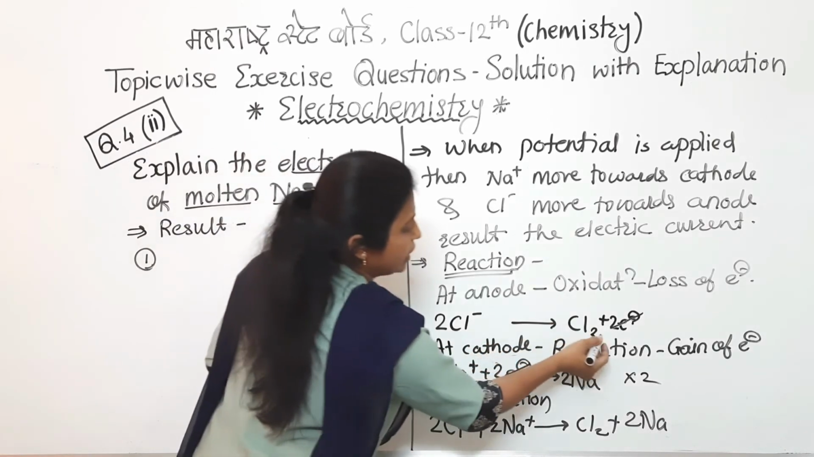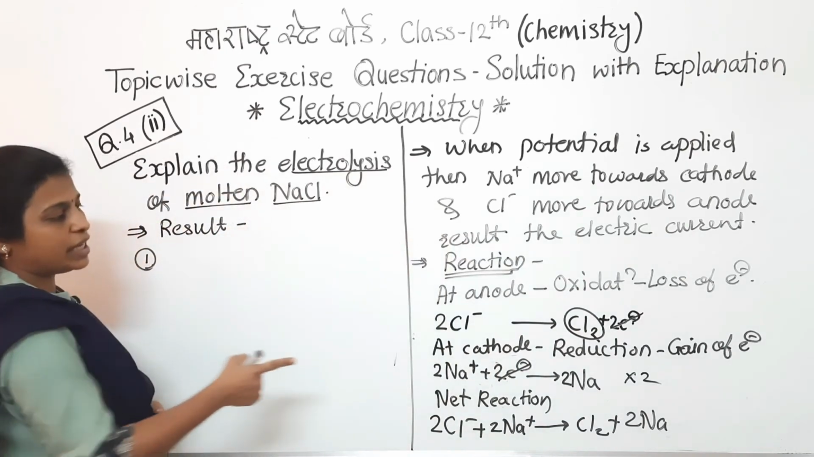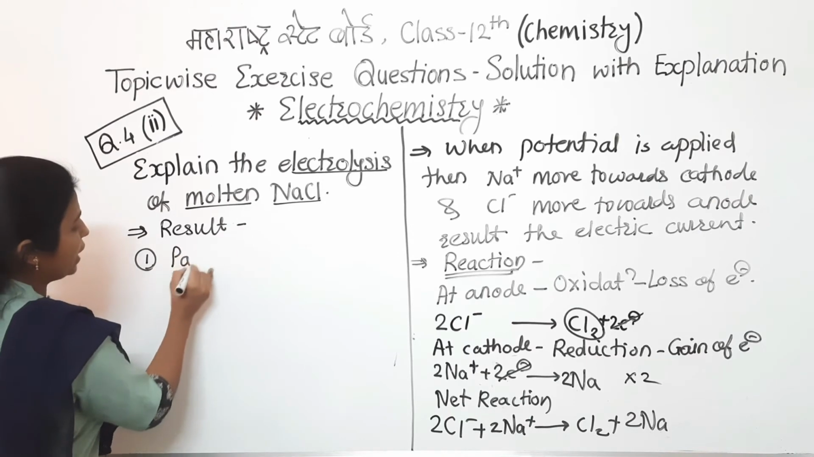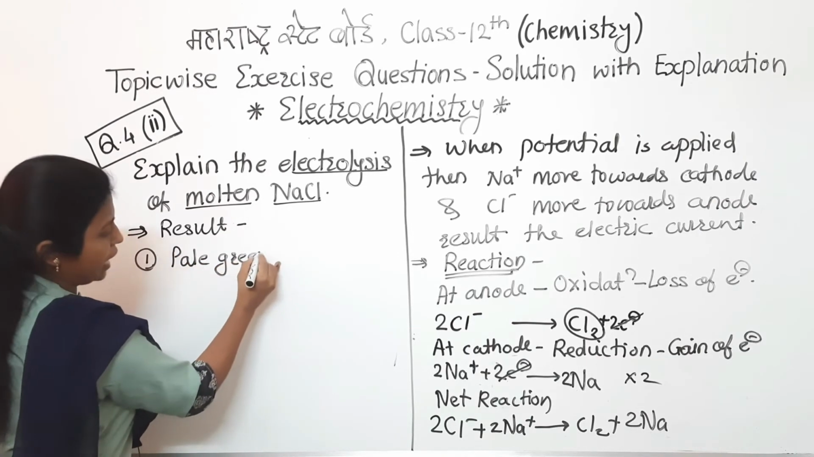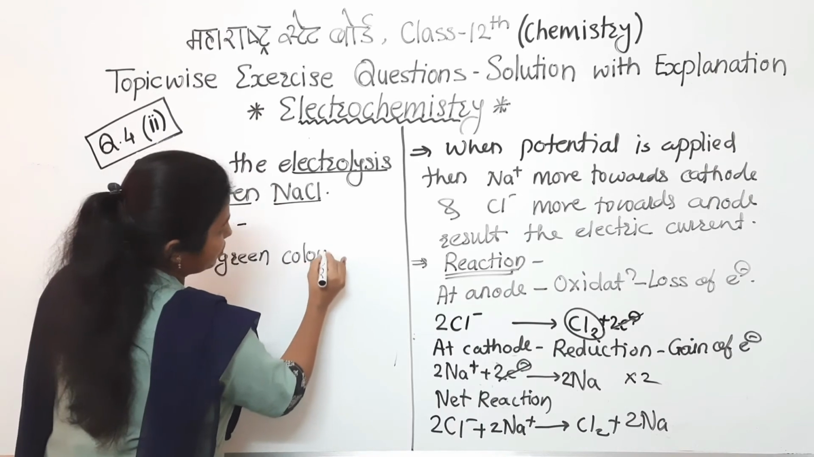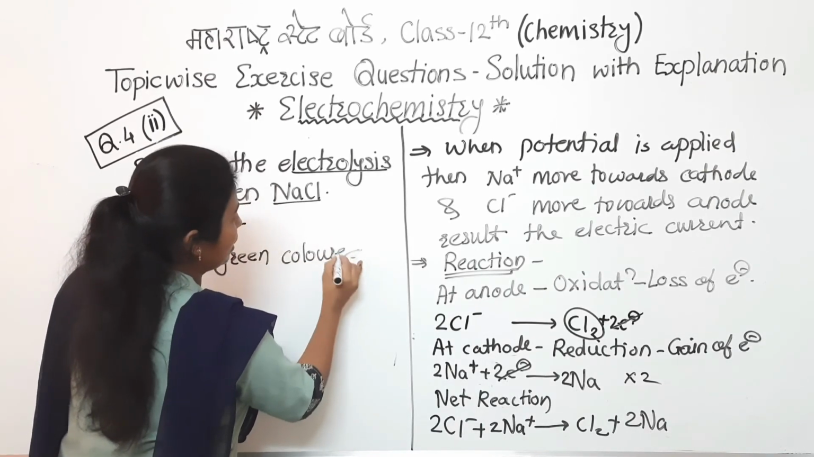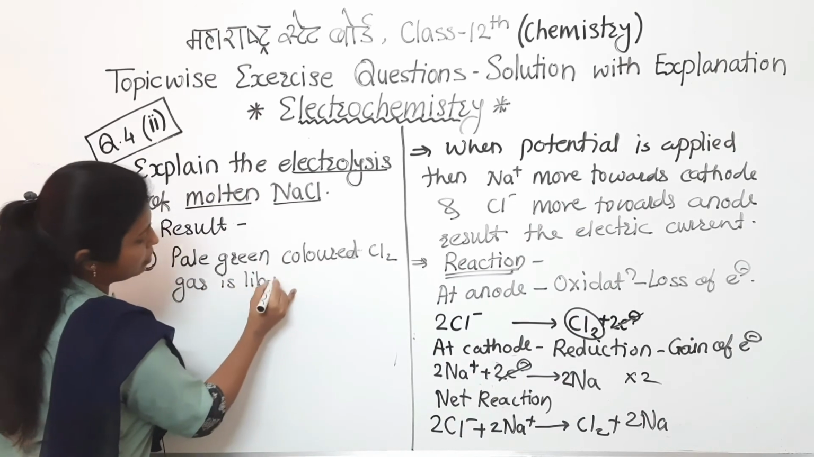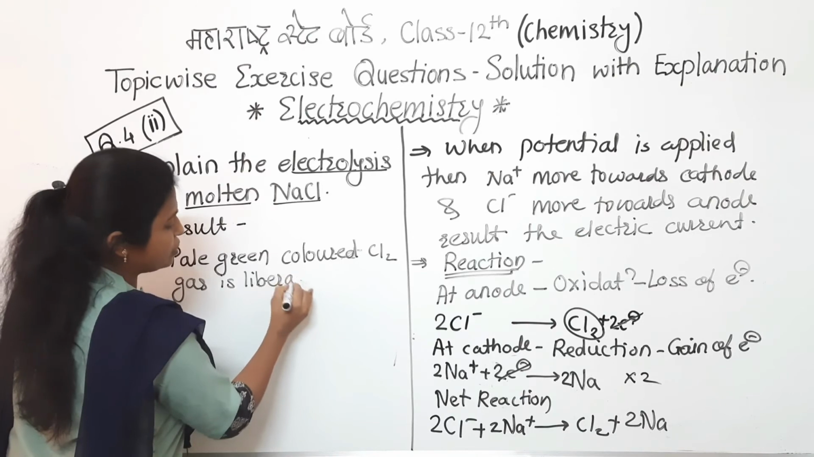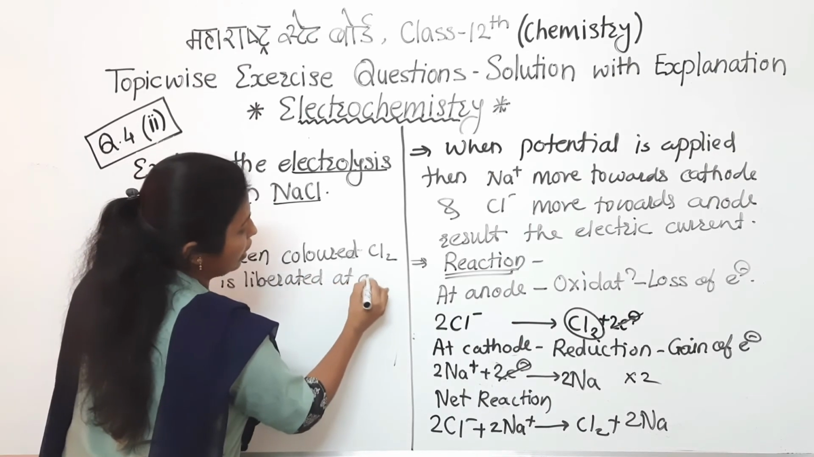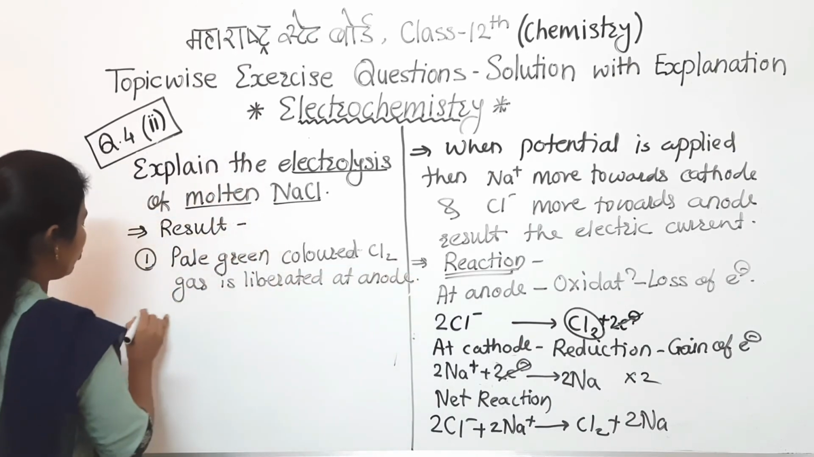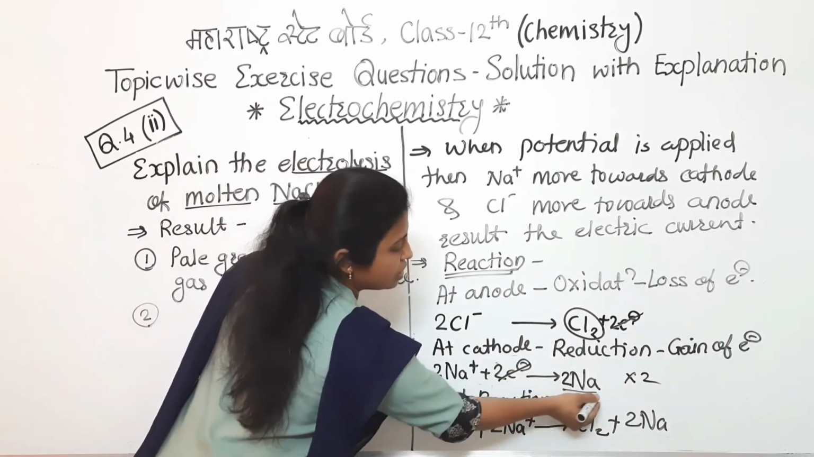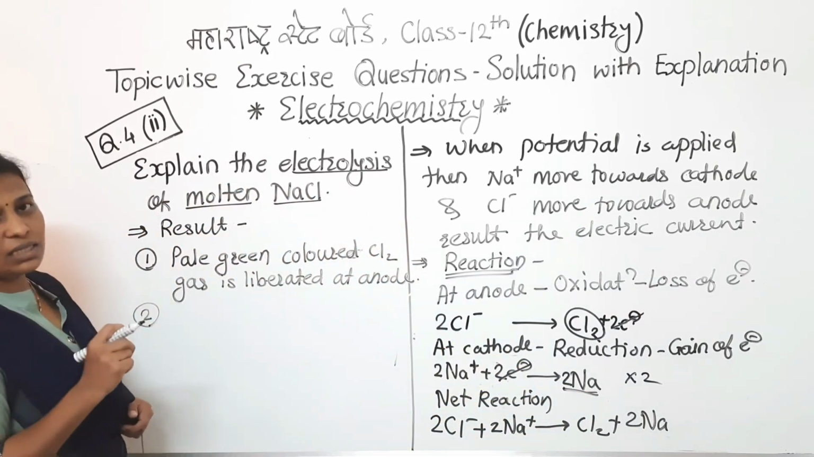First one, there is a liberation of chlorine gas at the anode. The color of the chlorine gas is pale green. Means we can say that pale green colored Cl2 gas is liberated, or released, at the anode. This is the first result. What is the second result? That is about the cathode. At the cathode, silvery white sodium is deposited.